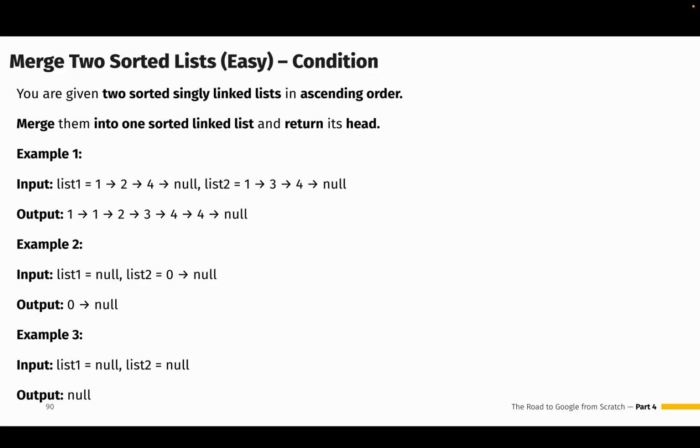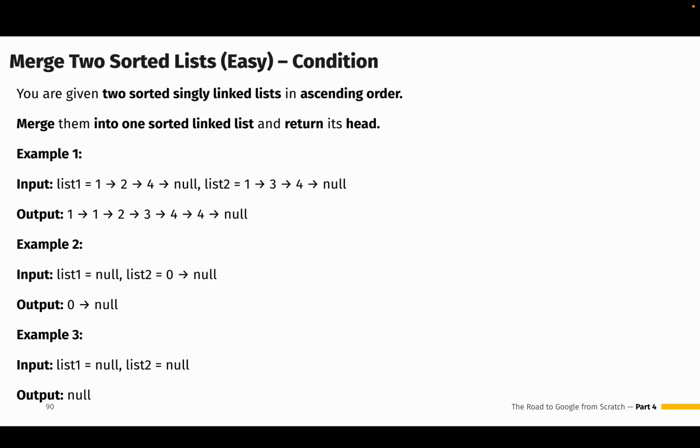And below you can see that we have some examples. In the first example, we have a list with values 1, 2, 4 and null, and the second list with values 1, 3, 4 and null. And in the end, as output, we should have these two lists merged and also sorted.